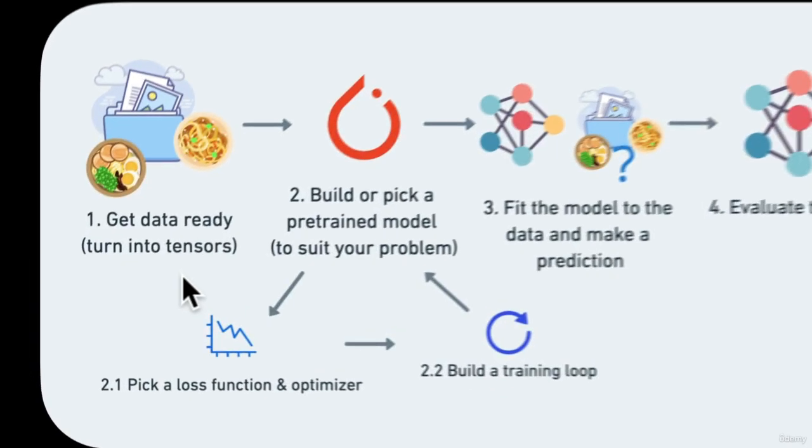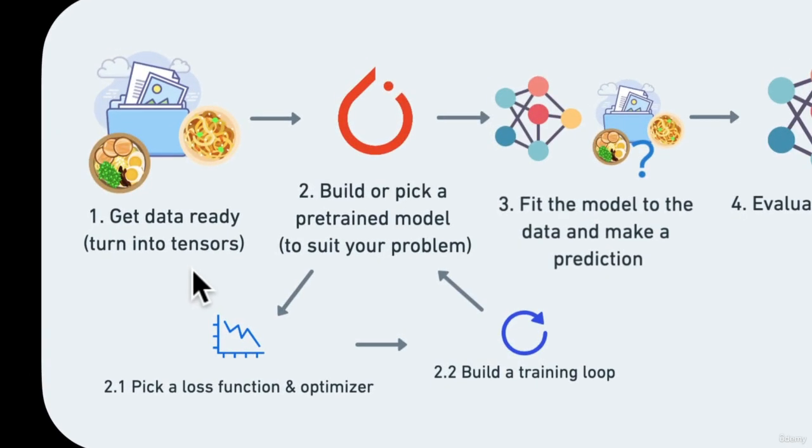We're going to get our data ready, turn it into tensors, because remember, a tensor can represent almost any kind of data. We're going to build or pick a pre-trained model. We'll pick a loss function and optimizer. Don't worry if you don't know what they are, we're going to cover this. We're going to build a training loop, fit the model to make a prediction. So fit the model to the data that we have.